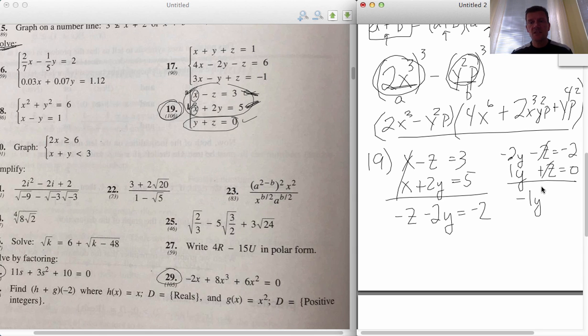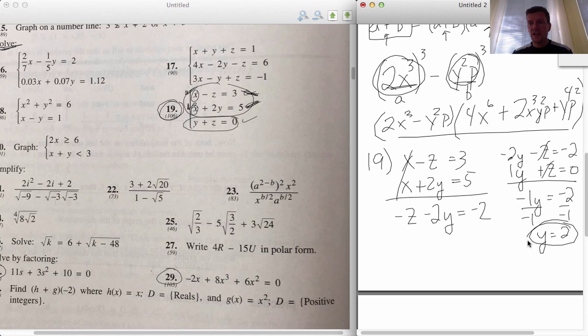Negative z and positive z cancel, and negative 2 and 0 is negative 2. I divide both sides by negative 1, and I end up getting y is 2. Once I know what y is, I can take y and put it back into any of the equations and solve for the other variable.